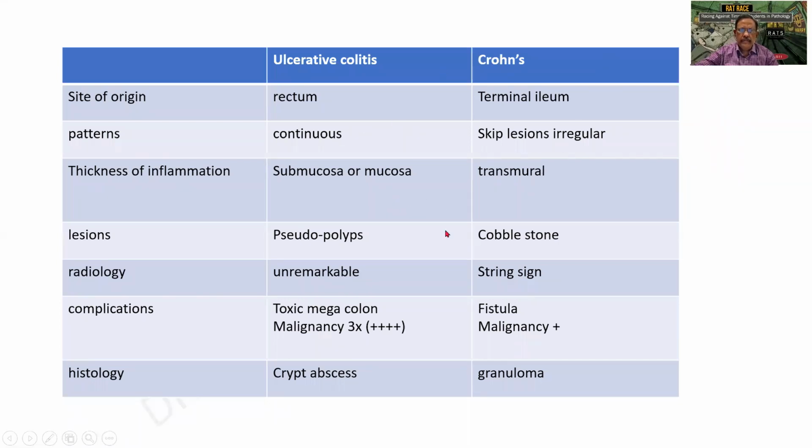The radiological findings in ulcerative colitis are unremarkable, whereas we see a string sign due to the narrowing of the lumen in Crohn's. Complications in ulcerative colitis include toxic megacolon and malignancy 3 to 4 times more common than usual. Crohn's show fistulae as well as lesser incidence of malignancy. The histological hallmarks are crypt abscess in ulcerative colitis and granuloma in Crohn's disease.